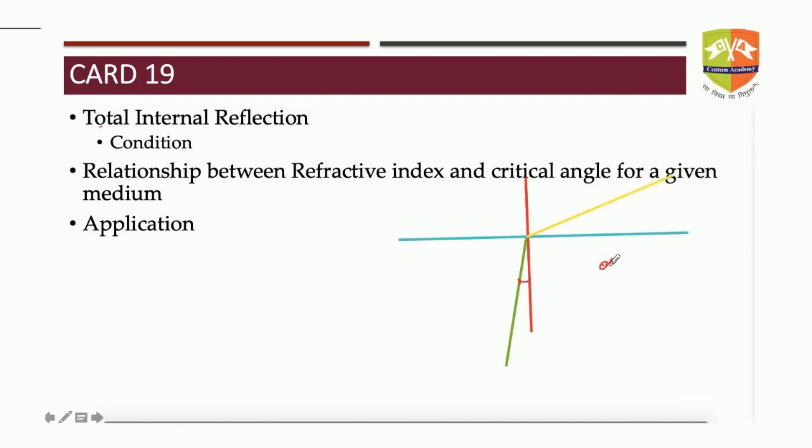So the critical angle is the angle of incidence for which the angle of refraction is equal to 90 degrees, which means that it is parallel to the refracting surface. Also, if i becomes more than the critical angle, r becomes more than 90 degrees. And in that particular case, the refracted ray will keep on coming back to the same medium, something like this. So that is what is called total internal reflection. So this is the concept of total internal reflection.